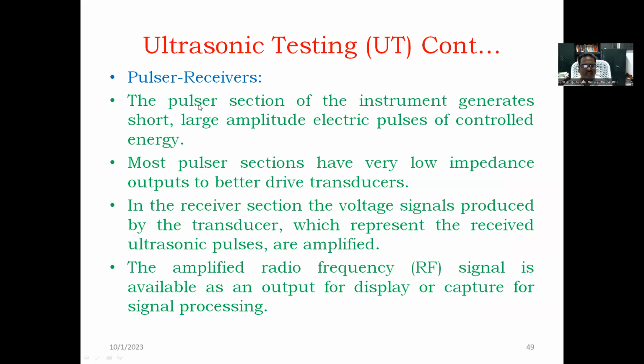So, the pulsar receiver. The pulsar section of an instrument generates short, large amplitude electric pulses of controlled energy. Most pulsar sections have very low impedance.